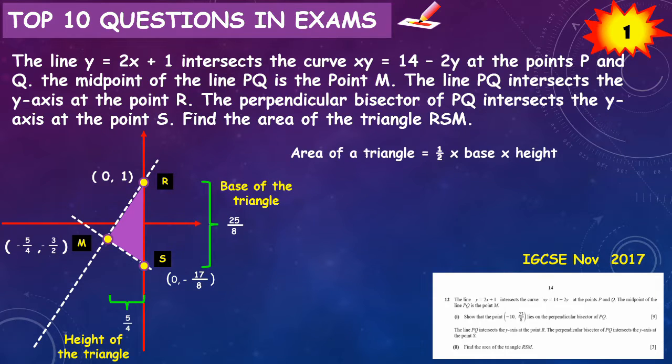So we get the area of the triangle equals half multiplied by 25 over 8 multiplied by 5 over 4, which is 125 over 64 units squared.